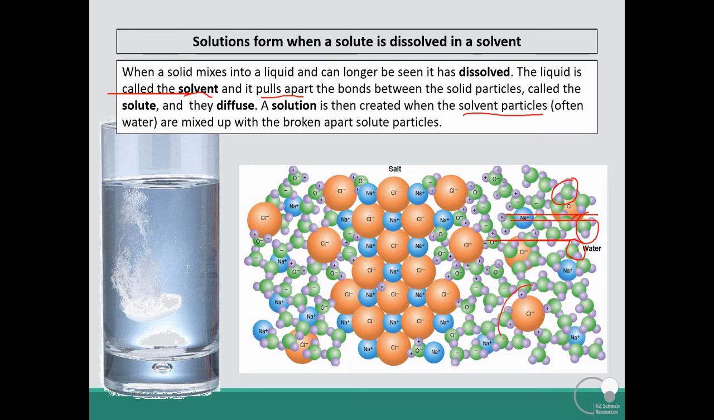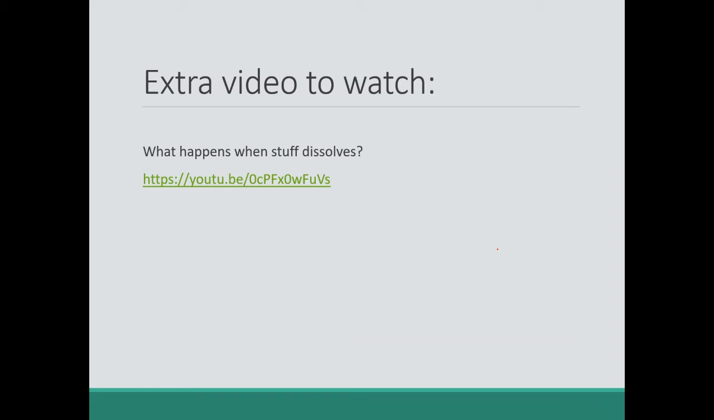They end up surrounding the ions. So the ions get separated. So we've got positive ions, in this case the sodium ions, and the chloride ions, and they get surrounded by water molecules, of which there are a lot more in that solution. And so the solid, this part is the solid, is going to get pulled apart. So this is another video to watch about what happens when stuff dissolves, and it compares molecular substances like sugar with ionic substances like salt.